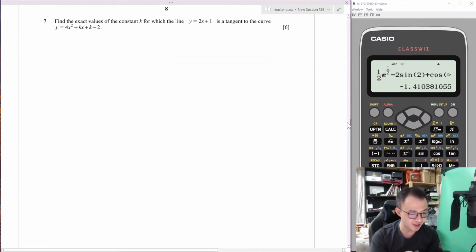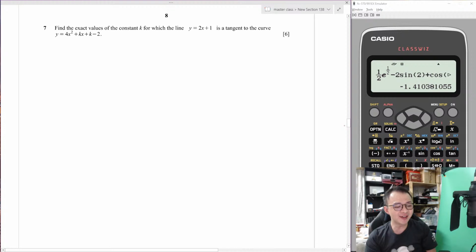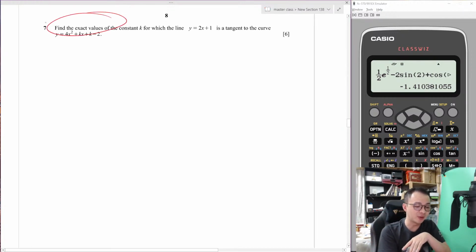Alright, so yep. I guess I explained everything I want. So let's move on to number 7. Okay, find the exact values. Exact value. Okay, exact value is very important.